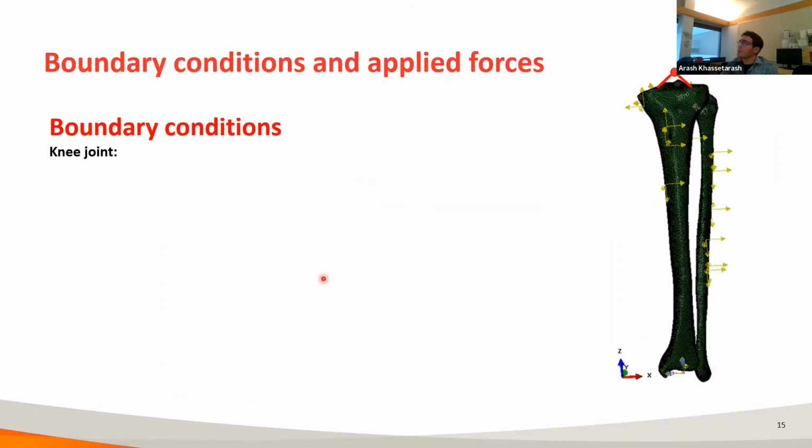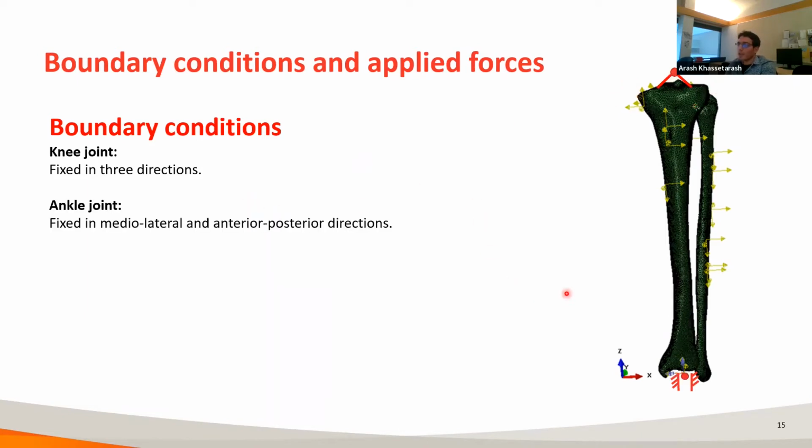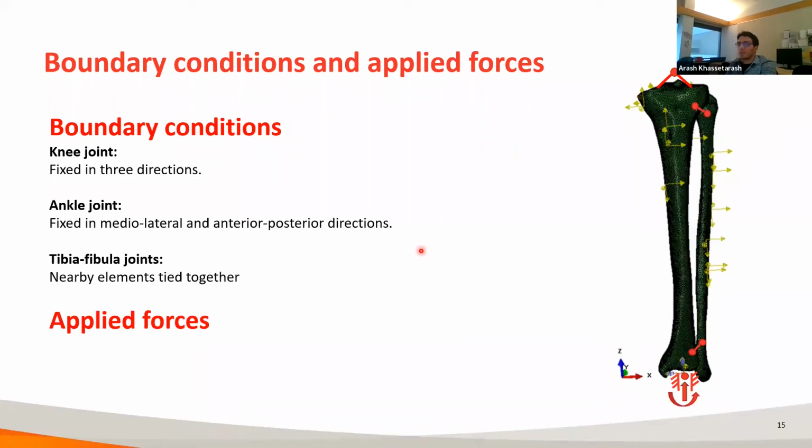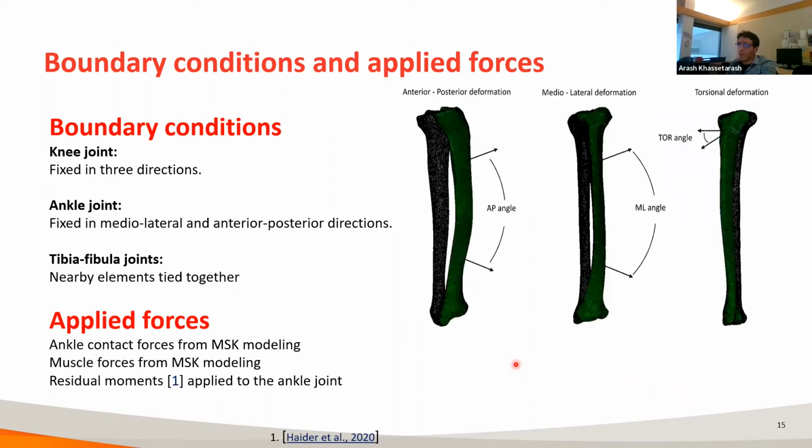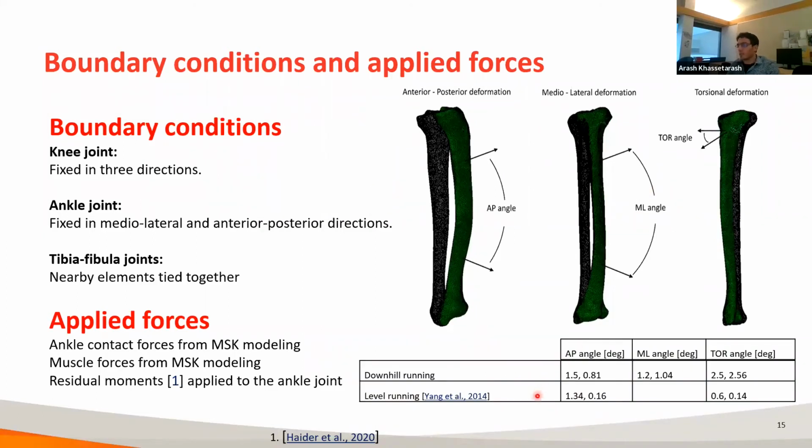For the boundary conditions, we fixed the knee joint in 3 directions. Then we fixed the ankle joint in the mediolateral and anterior-posterior directions. The nearby elements in the tibia and fibula were tied together. We then applied the muscle forces and contact forces from the MSK modeling and the residual moments to the ankle joint. We used these boundary conditions because they could predict structural deformations, for example anterior-posterior deformation of the tibia or mediolateral or torsional deformation of the tibia, in agreement with a bone pin study.